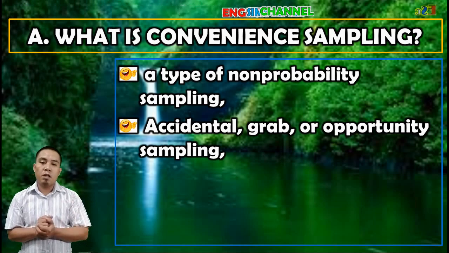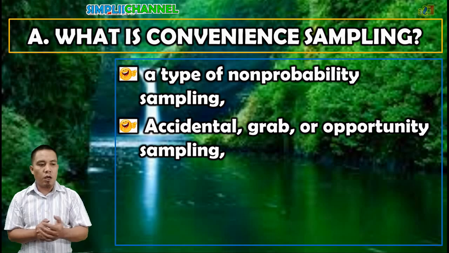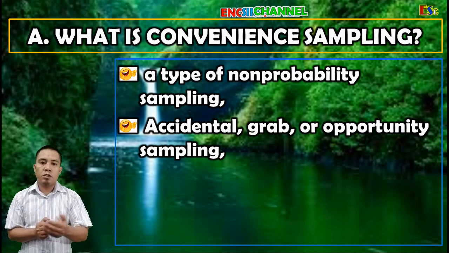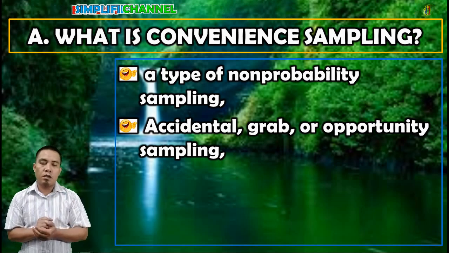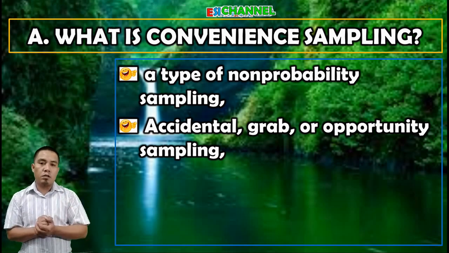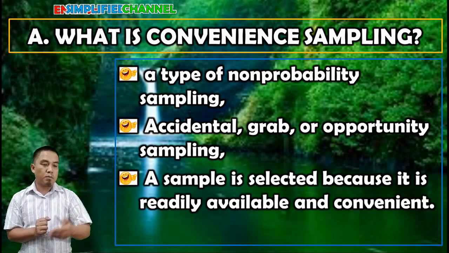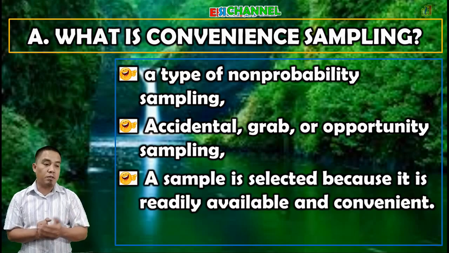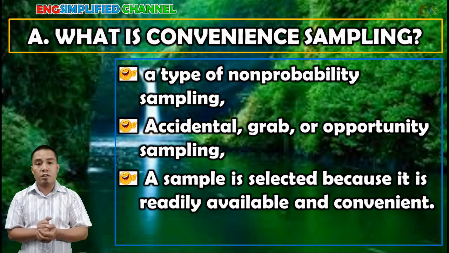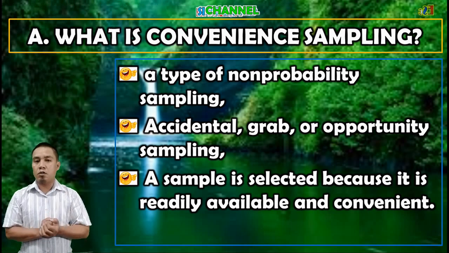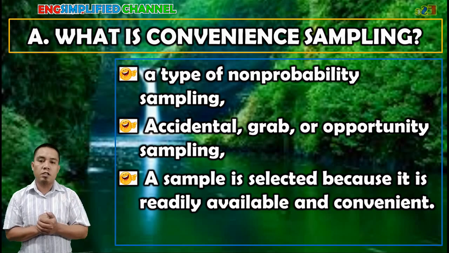This type of sampling technique is also known as accidental, grab, or opportunity sampling. And the main point that you have to know when dealing with this type of sampling technique is a sample is selected because it is readily available and convenient to you as the researcher. So that is convenience sampling.